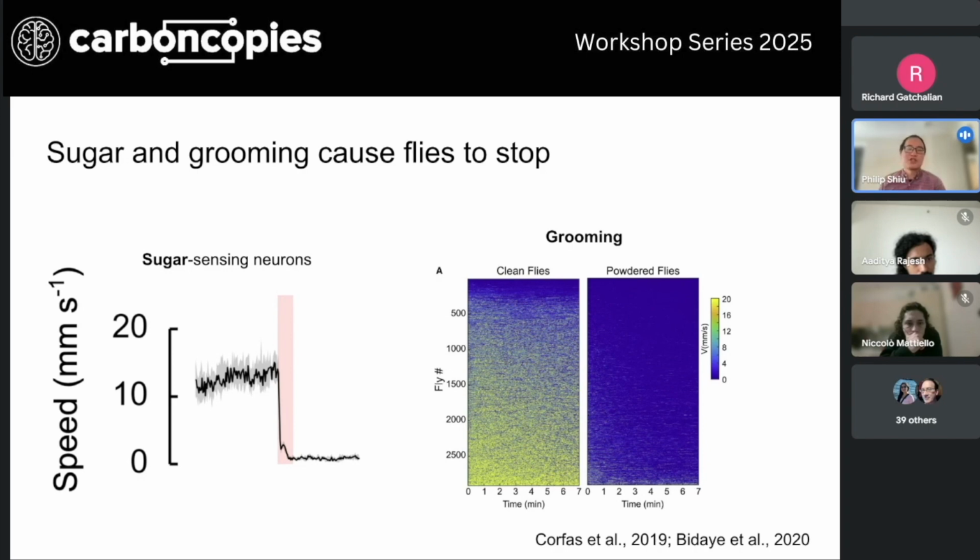Previous experiments have shown that both sugar detection and grooming cause flies to stop. Flies will walk along, they have taste receptors on their legs, and if the fly encounters sugar, it stops and starts eating. So detection of sugar causes the fly to stop, and likewise, if you throw dust on a fly or it detects that it's dirty, the fly will stop and start grooming. So both sugar and grooming cause flies to stop.